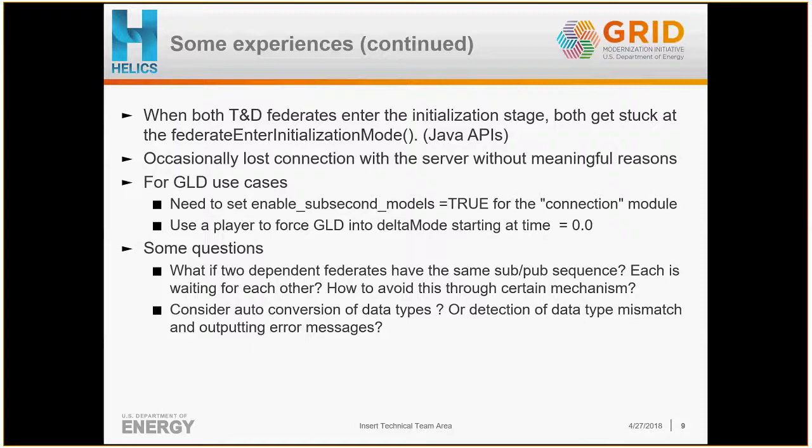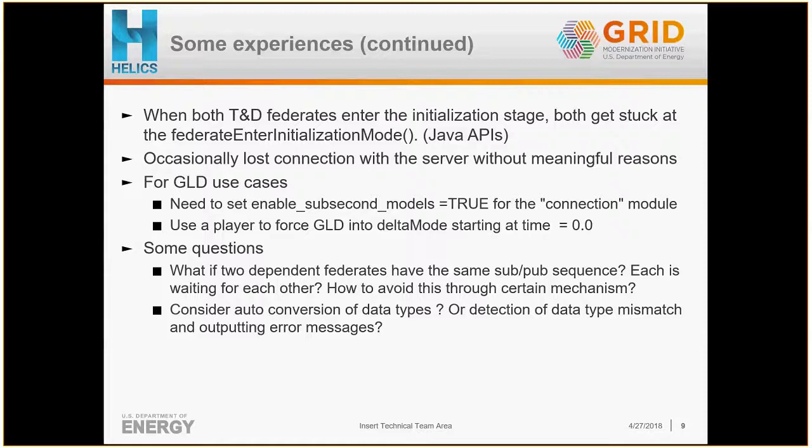For GoodLabD to use the Helix in the delta mode connection, you will need to set this particular setting to enable sub-second mode to be true. And in order to force GoodLabD into delta mode at time step 0, you will most likely need a player. Otherwise, GoodLabD will be in the normal operation mode.